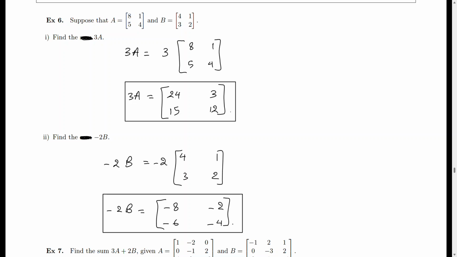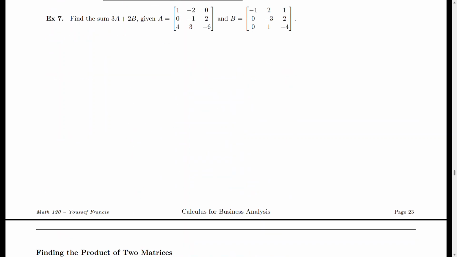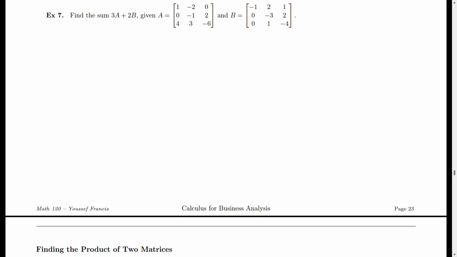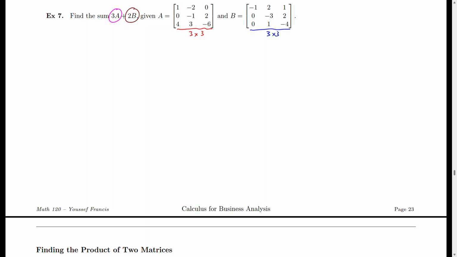Okay, so for the next example, part 7 or problem 7, we will combine everything we've learned so far to find the sum of 3A plus 2B given the matrices A and B. So in this problem, the matrix A is a 3 by 3 matrix, and the matrix B is also a 3 by 3 matrix. So we are allowed to add them or subtract them. But on top of that, we have to multiply A by 3, and we have to multiply the B by 2 before we can perform the complete sum of everything.